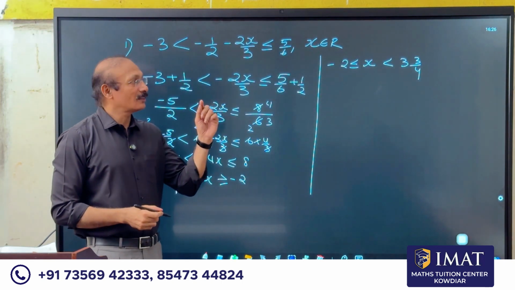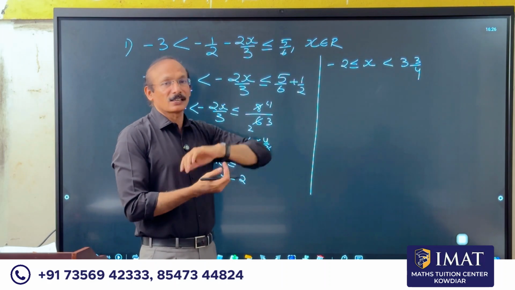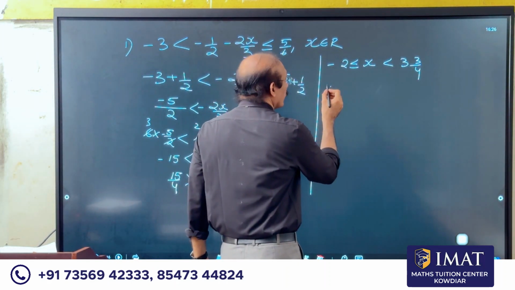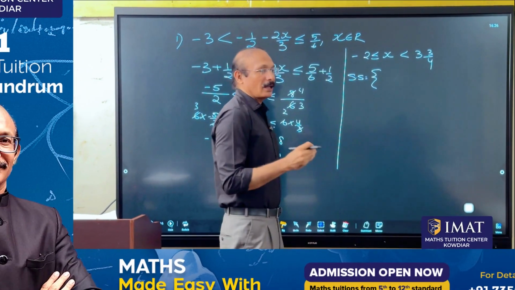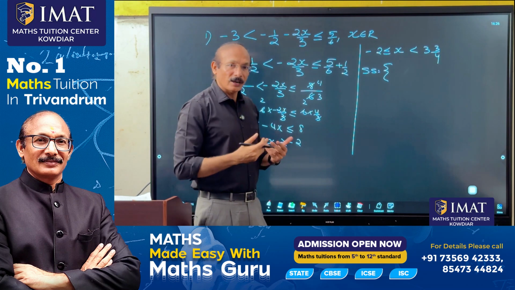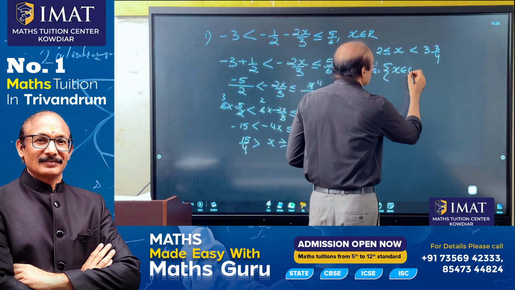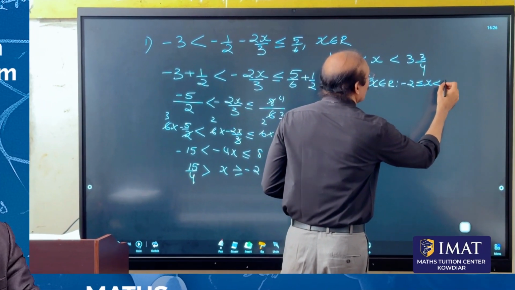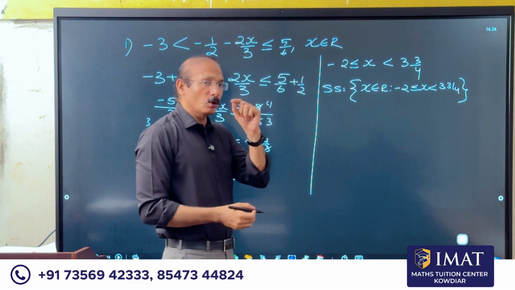Now you see the replacement set that is given: x belongs to R. So see how you write the solution set. When x belongs to R, you can't list down the set as you would in roster form. So your answer must be in the set builder form. You will say the answer as x belongs to R such that minus 2 less than or equal to x less than 3 and 3 by 4. Let us try one more part from this.